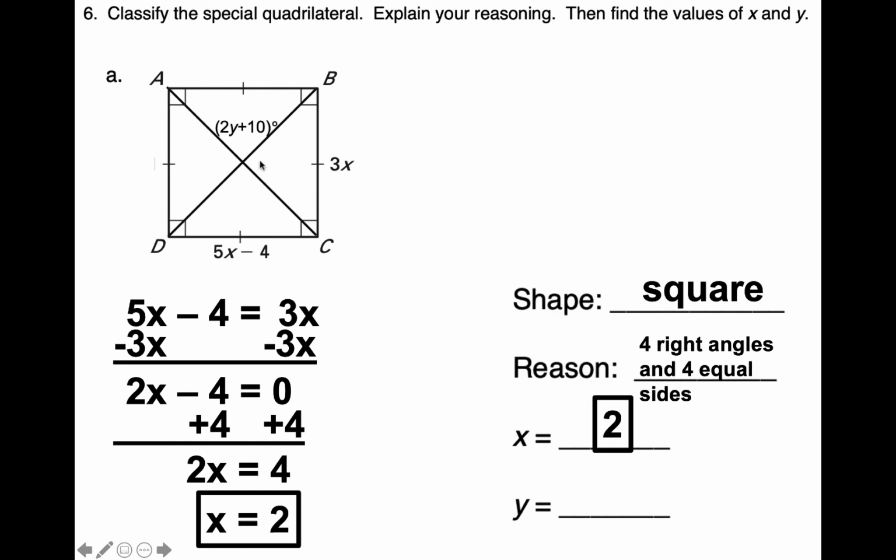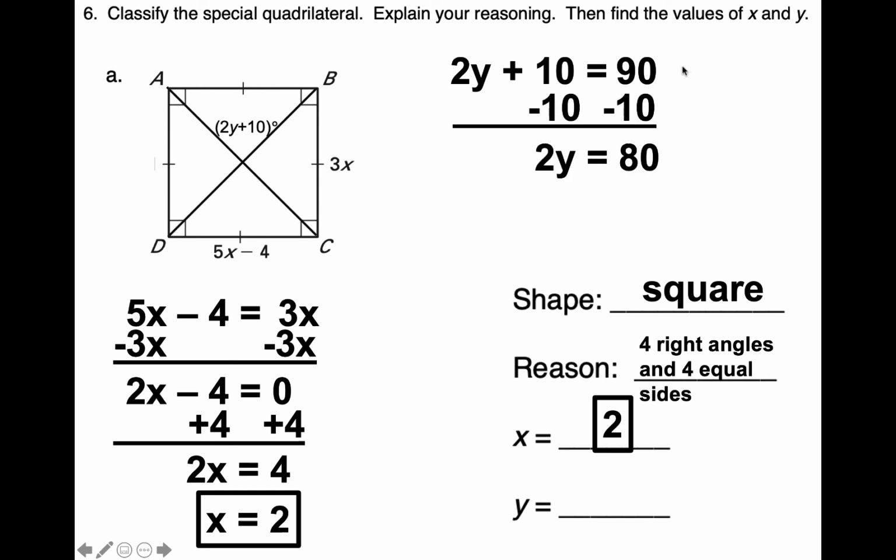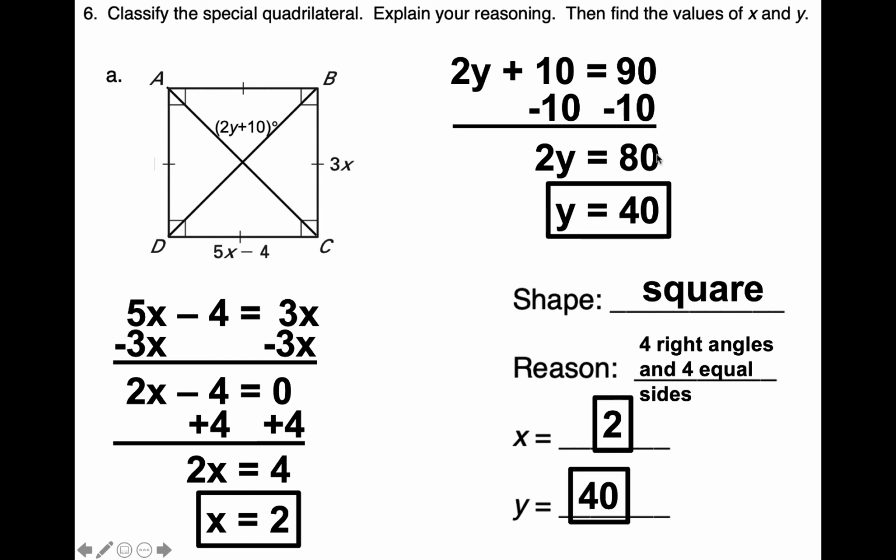To solve for y, that's this angle right here. And remember, we said this is a square. So that means that the diagonals are perpendicular. So this 2y minus 10 should equal 90 degrees. So it's perpendicular. So to solve for y, add the 10, I get 2y equals 100. Divide by 2, I get y equals 50 degrees.